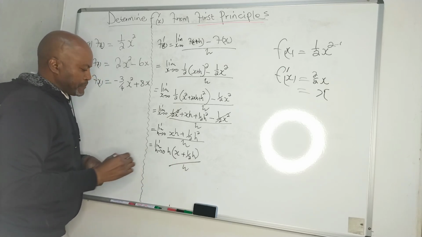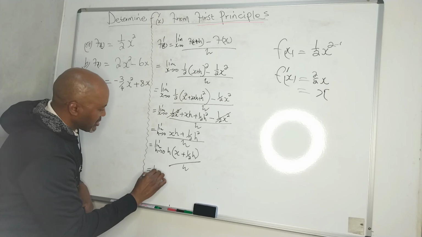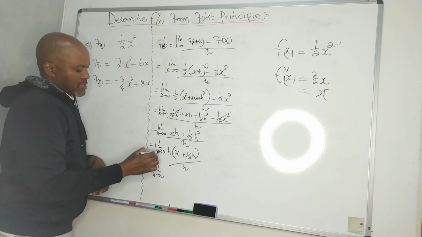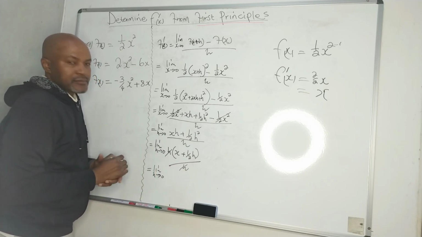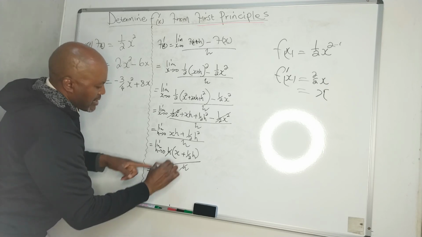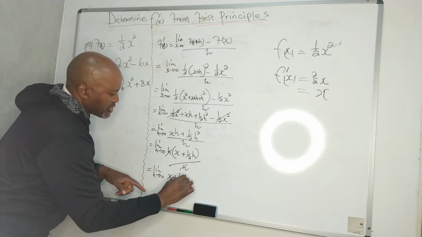Okay, right, this will be the limit when h approaches 0. This h will cancel that one. Then you are left with x plus 1 over 2h.